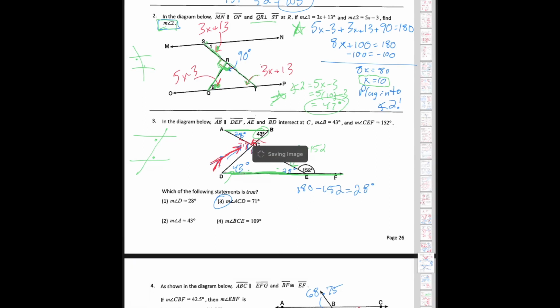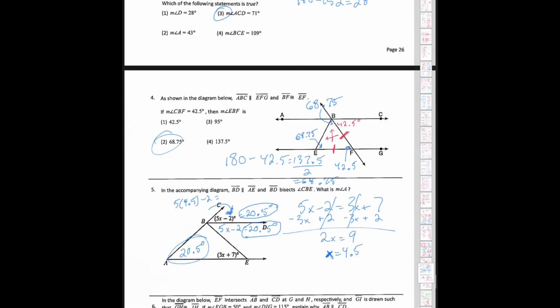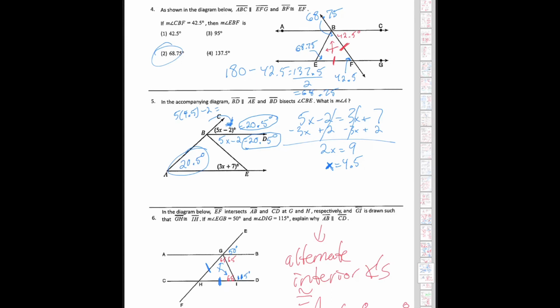For number 4, we have another set of parallel lines, and we have a transversal cutting through as well as a segment creating a triangle. So for number 4 below, we have CBF is 42.5 degrees. There's my 42.5. I also have that BF and EF are congruent sides. So therefore, the opposite angles are congruent.